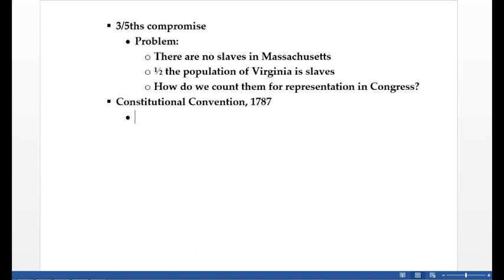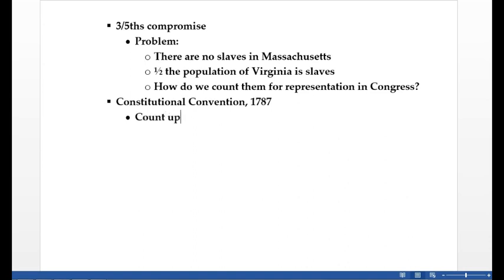Remember, Massachusetts did away with slavery during the American Revolution. Pennsylvania did away with it first, and Massachusetts was really kind of second. So Massachusetts didn't want slaves to count at all because it put them at a disadvantage. The South, on the other hand, was afraid that if you didn't count slaves, the northern states, which were in the process of abolishing slavery already even back in 1787, would use their power to make slavery illegal in the South. So what to do? The answer is the 3/5 compromise.